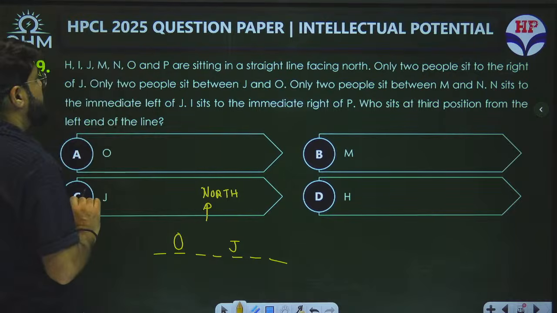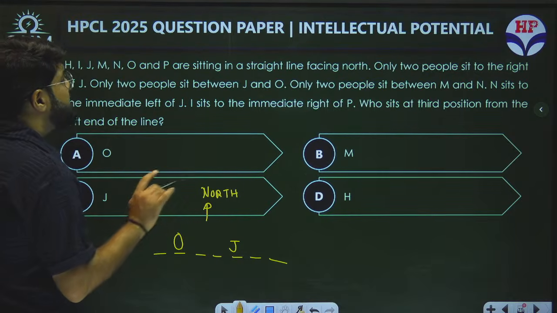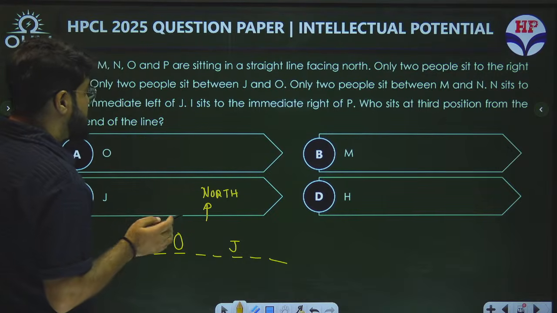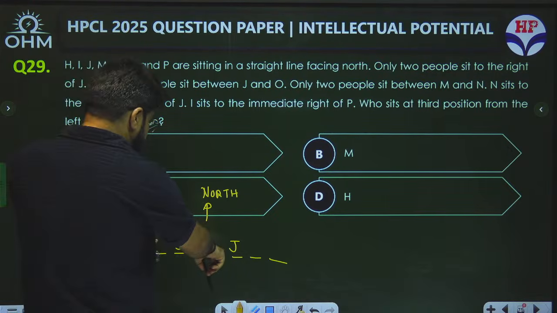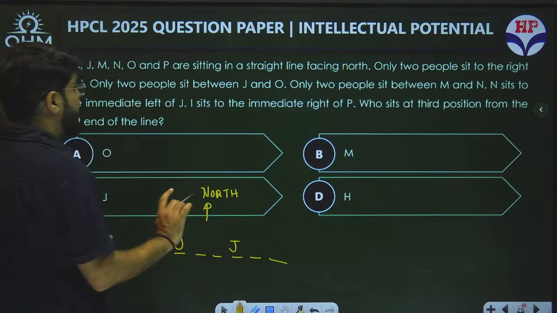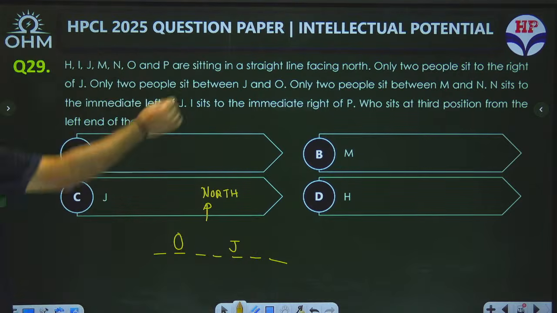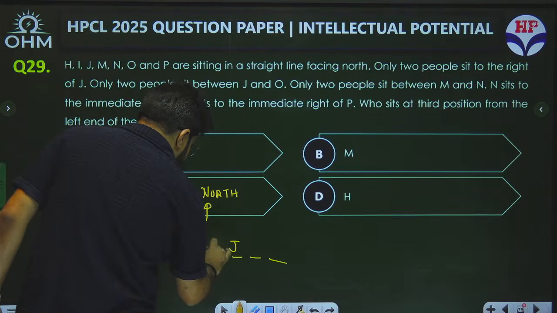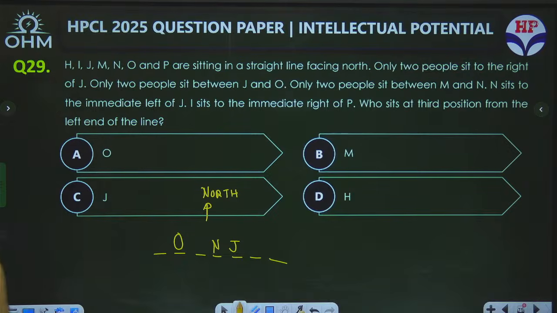O comes here. Okay, then only 2 people sit between M and N. So where is M? This can be this possibility, or even this possibility. We'll have to wait. N sits to the immediate left. Okay, N comes up here. N is immediate left of J.